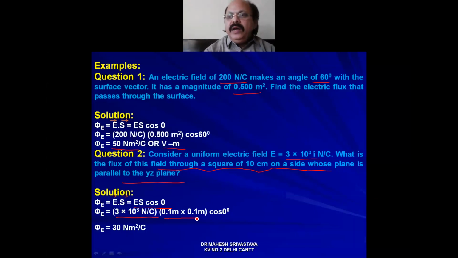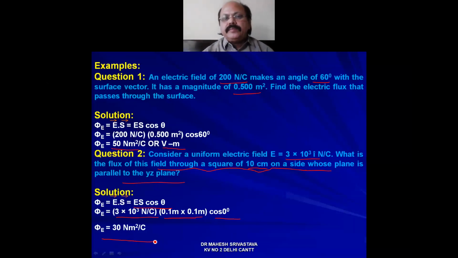meter into 0.1 meter. Since the side of the square is given as 10 centimeter, convert it into SI unit, that is 0.1 meter, and the area is 0.1 meter multiplied by 0.1 meter, and cos 0. Cos 0 is 1. So after calculating, what will you get? Phi equal to 30 Newton meter square per coulomb.